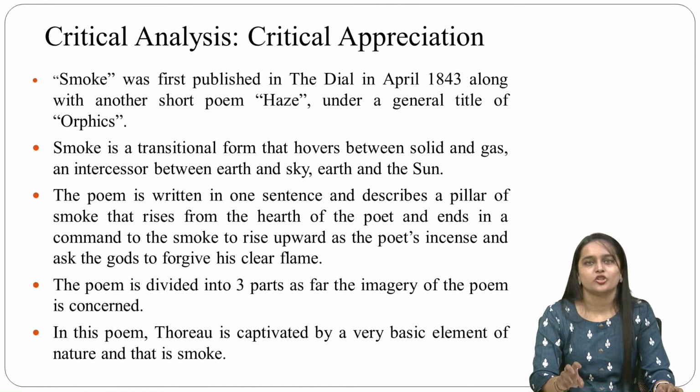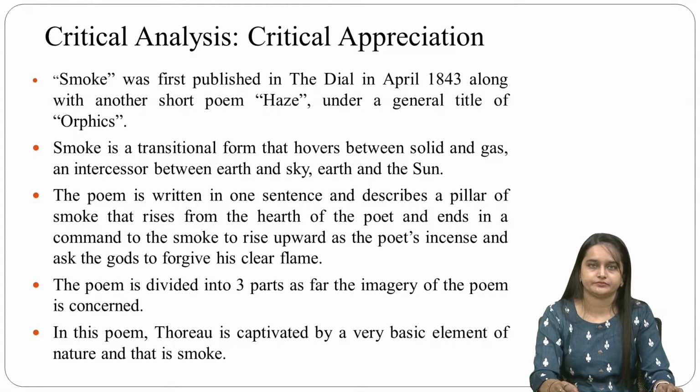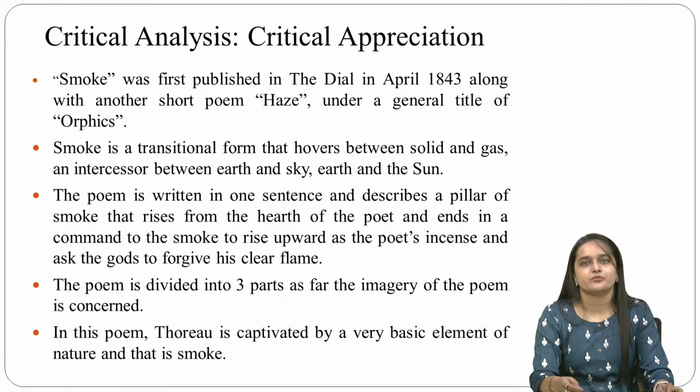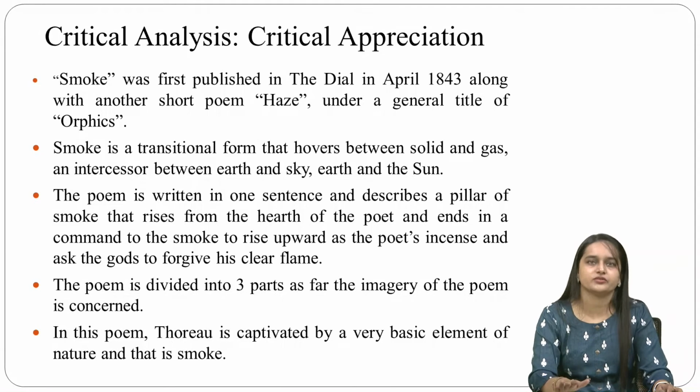This is the summary of the poem. In this poem, Thoreau is captivated by a very basic element of nature, and that is smoke. Here we see Thoreau, the naturalist, in lines 1 to 4, where the image of an upward flight of a bird is created. The smoke becomes an Icarian bird as it ascends. Icarus is a defiant boy of the Greek legend who, disobeying his father, flew too close to the sun, due to which his wax wings melted and he drowned in the sea.